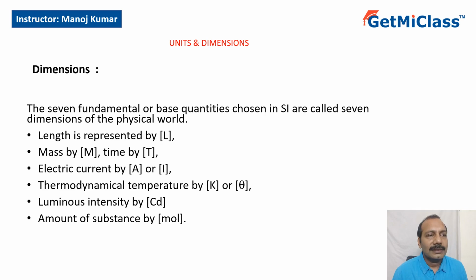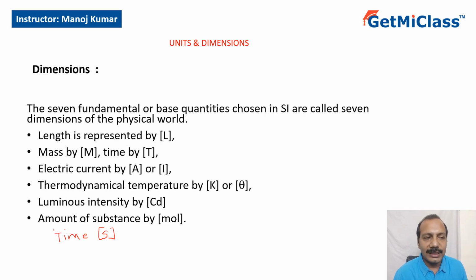Now, let's look at the dimensions of the 7 fundamental quantities. We have seen that they are length, mass, electric current, thermodynamic temperature, luminous intensity, amount of substance, and time. We missed out time here, whose unit is s. These are the 7 fundamental quantities. How do we represent them? The dimension of length is represented by a capital L, mass by capital M, time by T, electric current by A or I, and temperature by K or theta. Similarly, other quantities also.